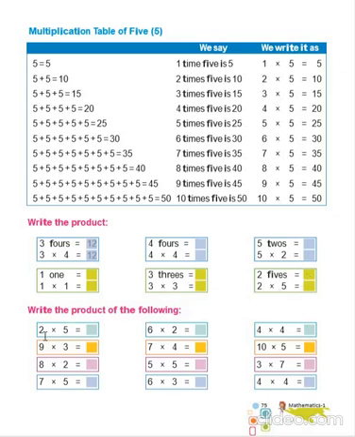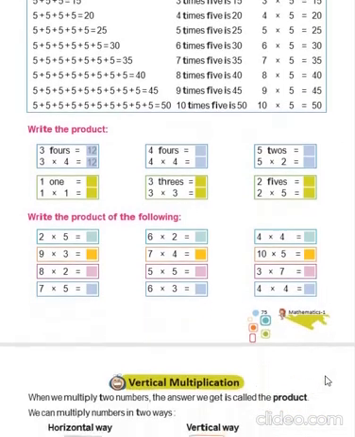Write the product of the following. 2 into 5 is 10. 6 into 2 will be 12. 4 into 4 will be 16. 9 into 3 is equal to 27. 7 into 4 will be 28. 10 into 5 will be 50. 8 into 2 will be 16. 5 into 5 will be 25. 3 into 7 will be 21. 7 into 5 will be 35. 6 into 3 will be 18. 4 into 4 will be 16.